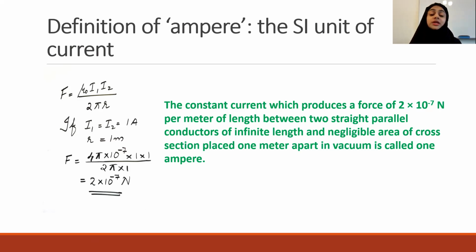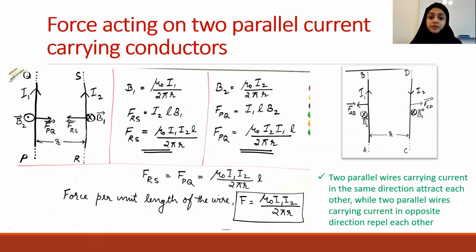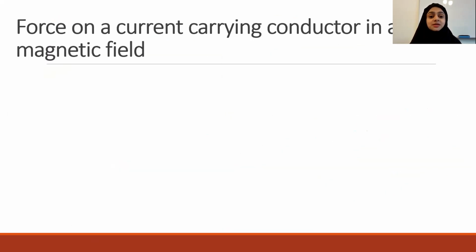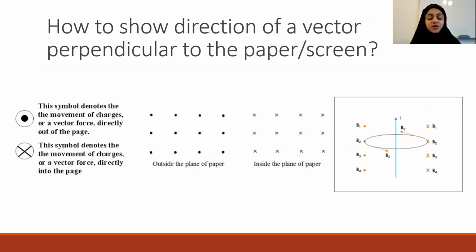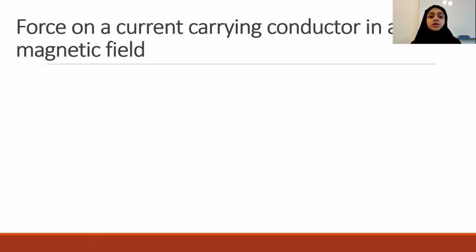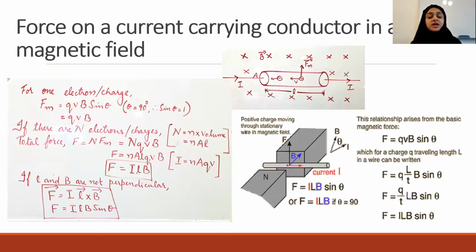So what did we learn today? Today we learned how to express the direction of vectors which are perpendicular to a paper or a screen. If it is a cross, it means it is going into the screen or into the paper. And if it is a dot, it means it is coming out of the paper or out of the screen. Then what did we do? We derived an expression for the force on a current carrying conductor placed in a magnetic field, and we got it as equal to F is equal to ILB sine theta, which you have to memorize.